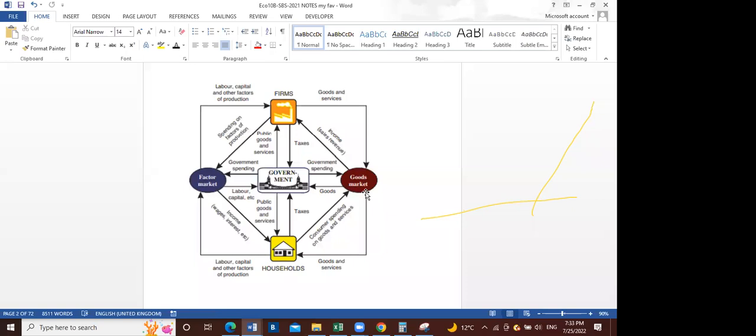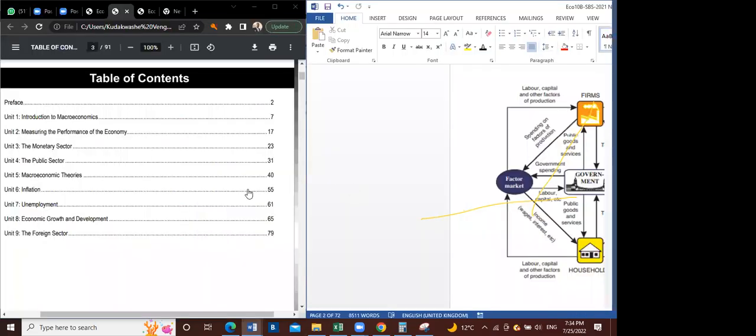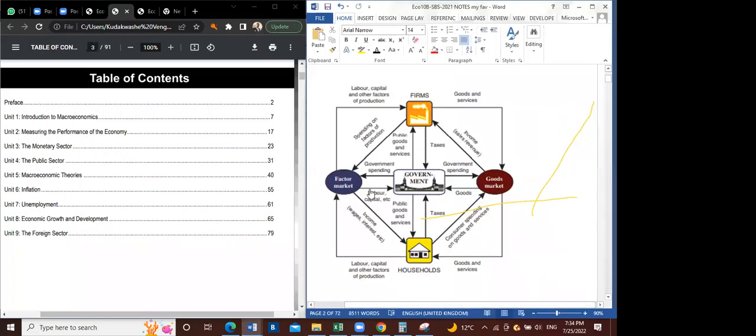So that is highlighted in what we refer to as a circular flow of income and spending. As you can see on your screen, this one basically summarizes everything that you're going to be dealing with in terms of this module. If you look at the different units that we ascertained earlier on, they can be summarized from this circular flow of income and spending.